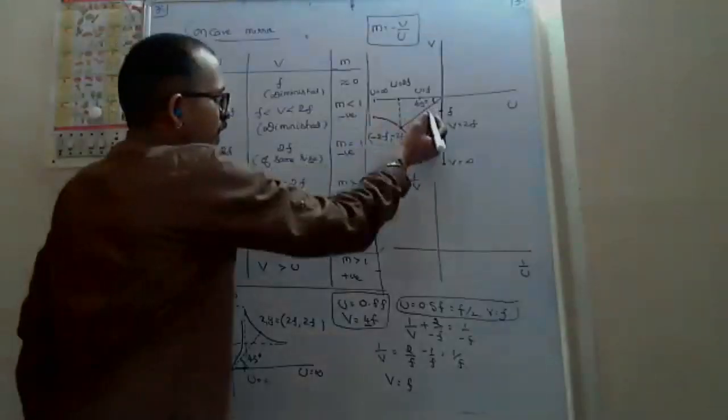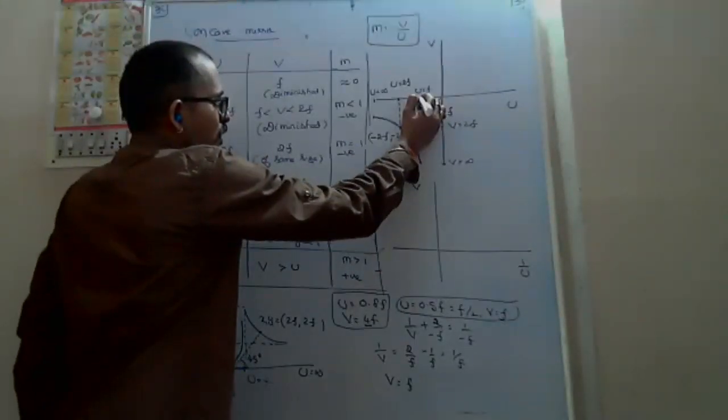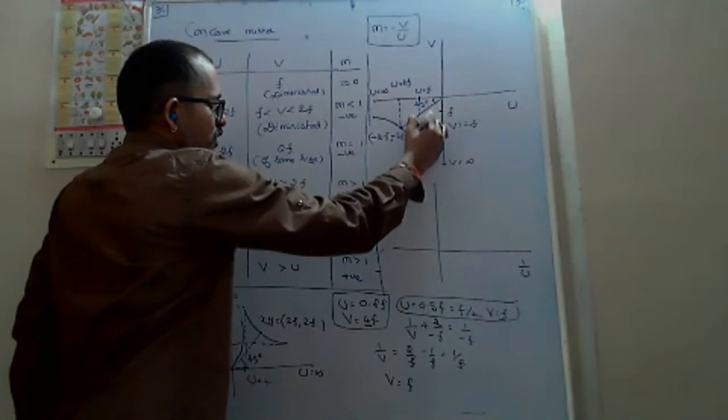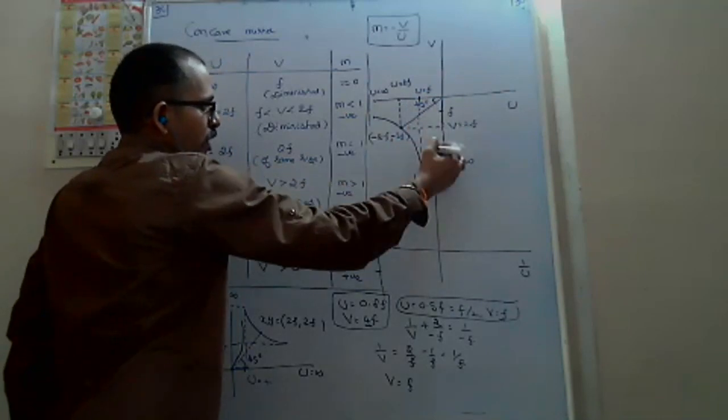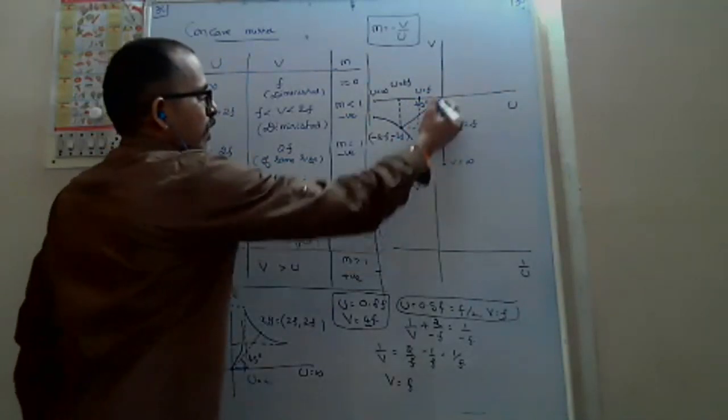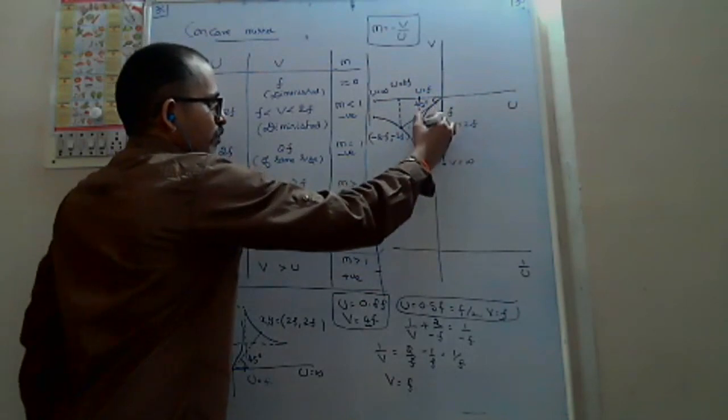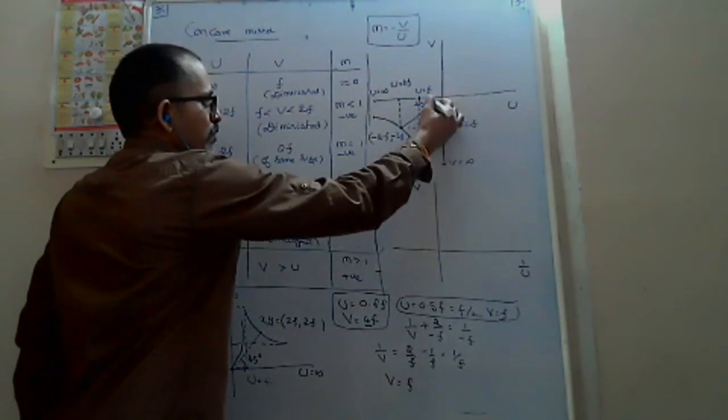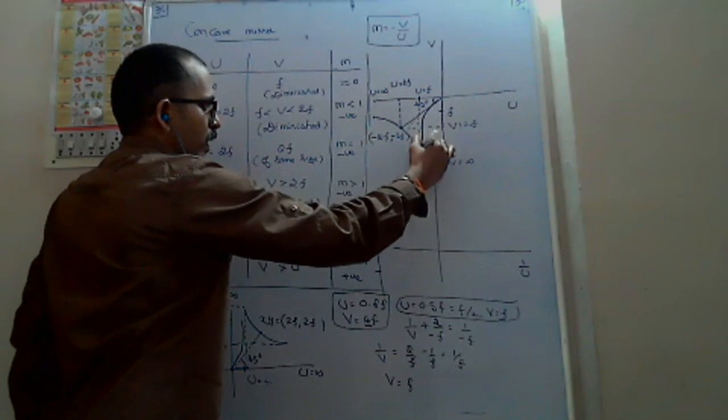And if you want, there also you can draw. U equals F means in this part we have to draw, same like this. You can draw from the origin. You can draw in the third part like a parallel.